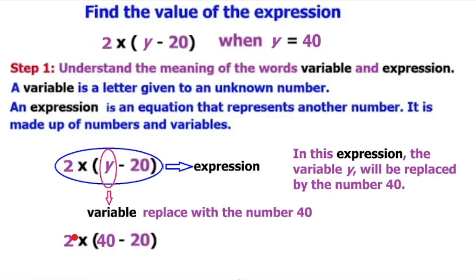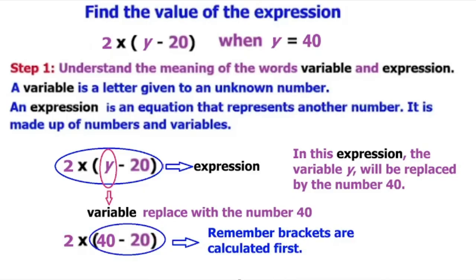Now we just calculate this expression. 2 times bracket 40 minus 20 close bracket. Remember, the brackets are calculated first. So 40 minus 20 is 20. Now we just multiply by 2, and that equals 40.